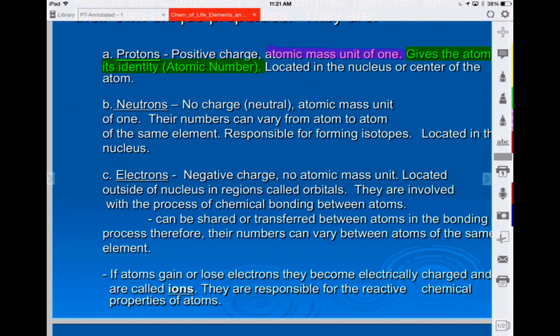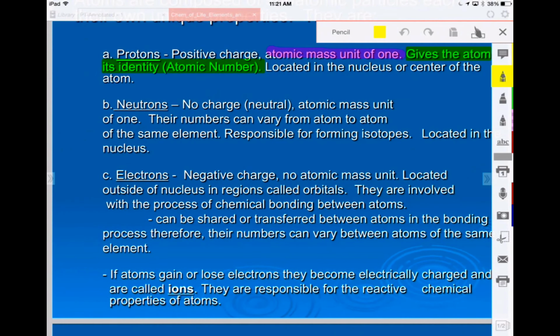So neutrons themselves, they contribute nothing. There's no charge on a neutron. That's part of the name there, neutron, neutral. But they do give additional weight. And that's how we form these little things called isotopes. Just different versions. They give them some different characteristics, but the atomic number, the element you're looking at, hasn't changed.